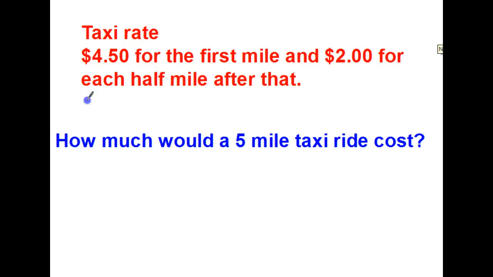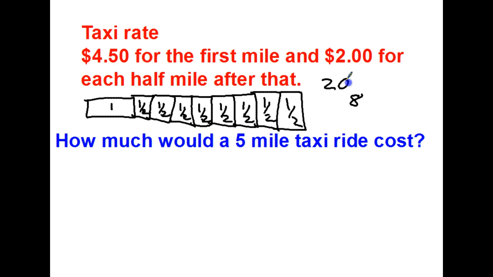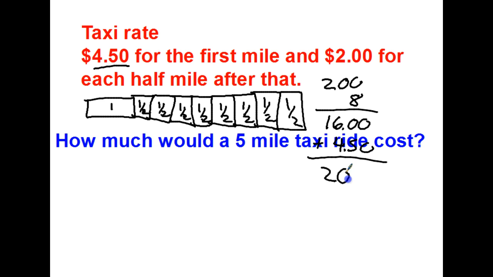All right. We got the first mile. Then we're at 1.5. And 2. 2.5. And 3. 3.5. 4. 4.5. And 5. So how many half miles did I go? 1, 2, 3, 4, 5, 6, 7, 8. 8 of them at $2 a piece. That gives me 16 bucks for that. And my first mile was $4.50, which would give me a total of $20.50.